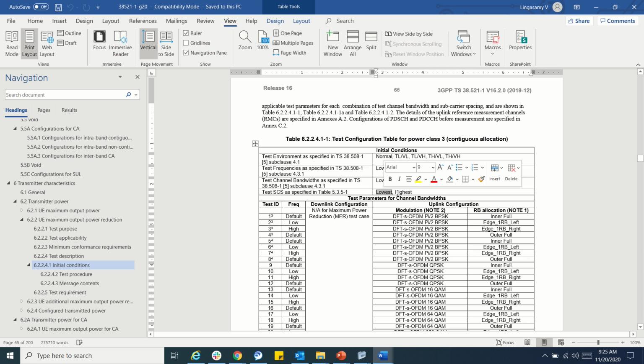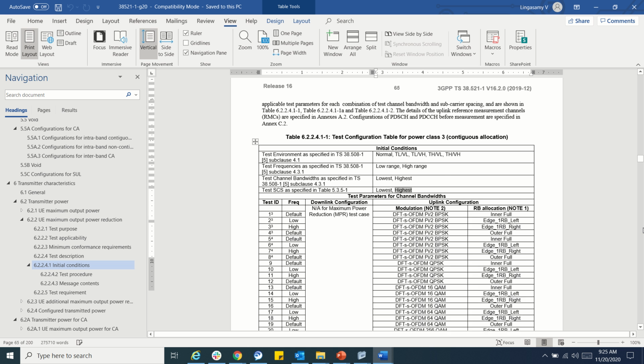Whether we want to follow the lowest or highest is a relative value. We have to see based on the permitted subcarrier spacing. For example, if the permitted subcarrier spacing is 15 kilohertz to 120 kilohertz, then the lowest is 15 kilohertz and the highest is 120 kilohertz. But if you have 240 as the highest, then we need to verify that before we move on.